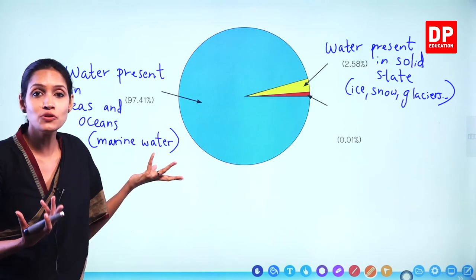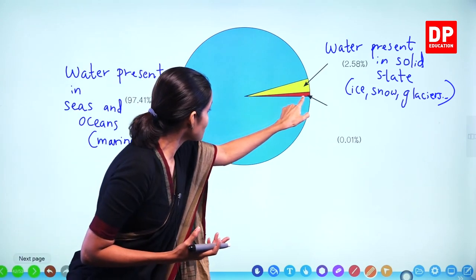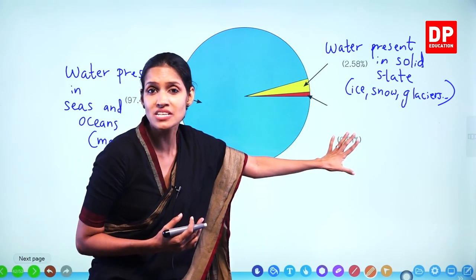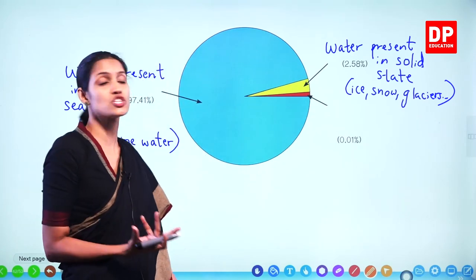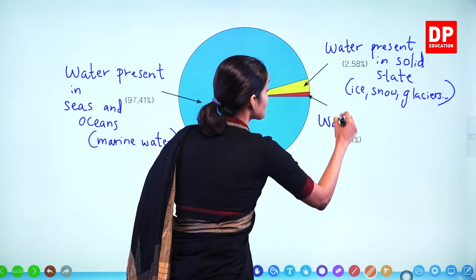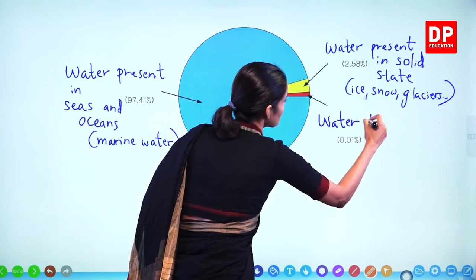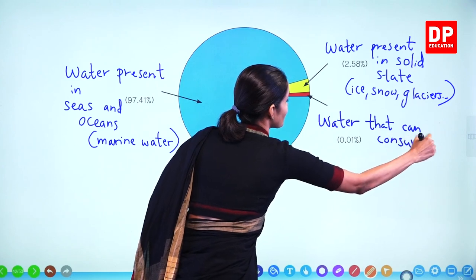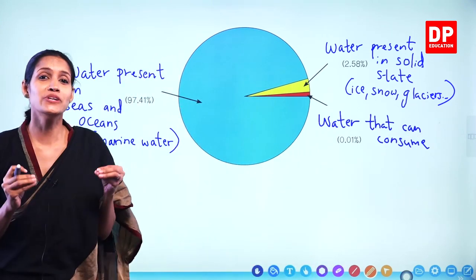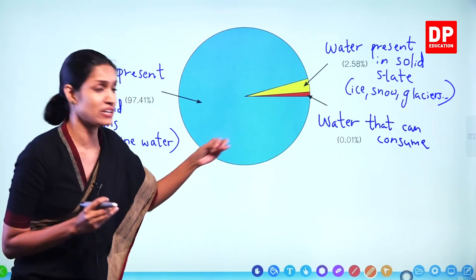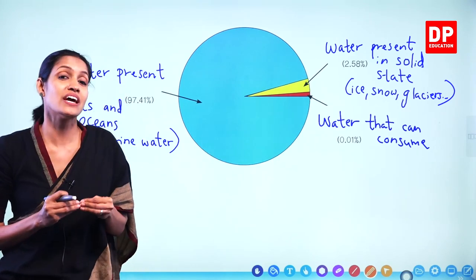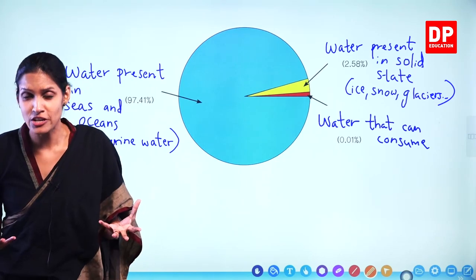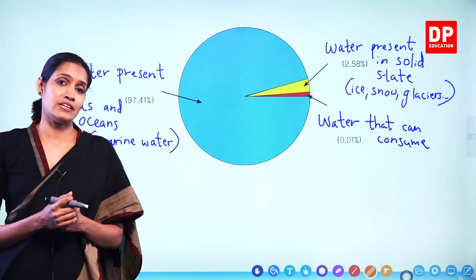Understand? So, what can we use then? Look at this tiny bit. Can you see the red color part? Only 0.01%. Only that much we can consume. Water that we can consume. So, how little, right? It's very clear. Only a very little amount of water we can consume. So, you know that most of the time, even without us knowing, we waste a lot of water, children.